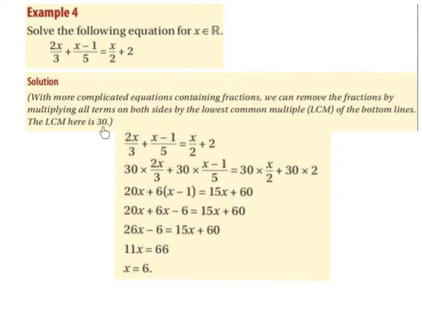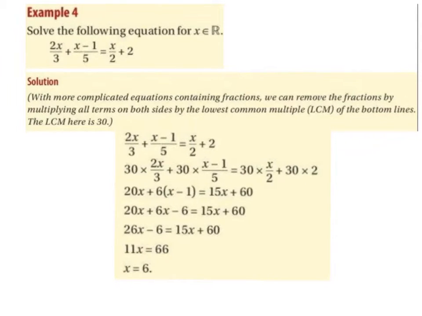So the LCM here is 30. The multiples of 3 are 3, 6, 9, 12, 15, and so on. The multiples of 5 are 5, 10, 15, 20, and so on. The multiples of 2 are 2, 4, 6, 8, 10, and so on. And if we were to keep going, the lowest common multiple would end up being 30. So we're going to multiply across by 30.